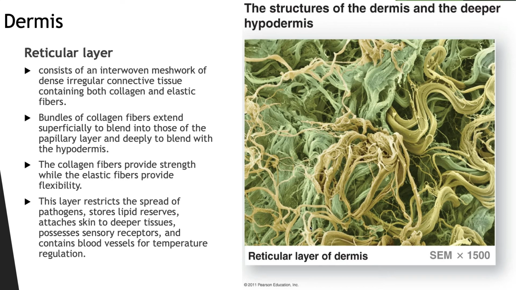Underneath that, you have the reticular layer, which consists of an interwoven meshwork of dense, irregular connective tissue containing both collagen and elastic fibers. You have bundles of collagen fibers that extend superficially, which means above it, to blend into the papillary layer, and deeply to blend with the hypodermis. Collagen fibers help to provide strength, while the elastic fibers help to provide flexibility. It also restricts the spread of pathogens, helps to store lipids, attaches skin to the deeper tissues beneath it, possesses sensory receptors, and contains blood vessels for temperature regulation.